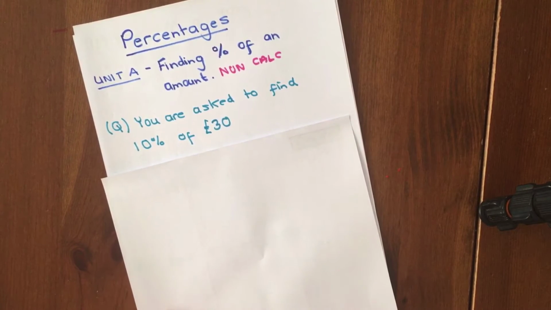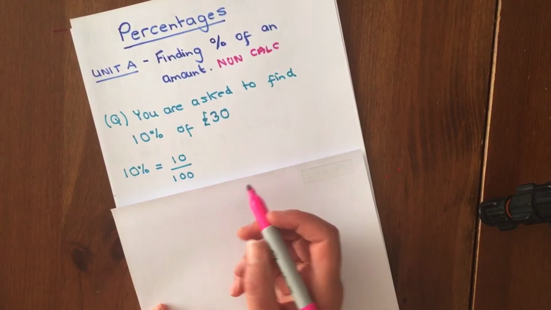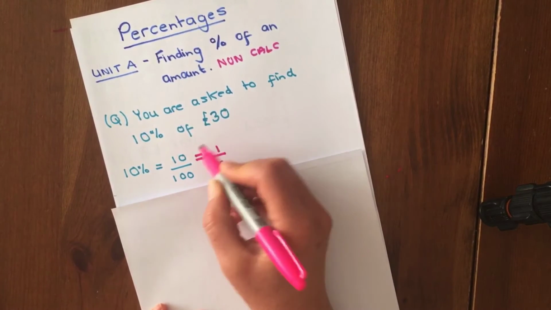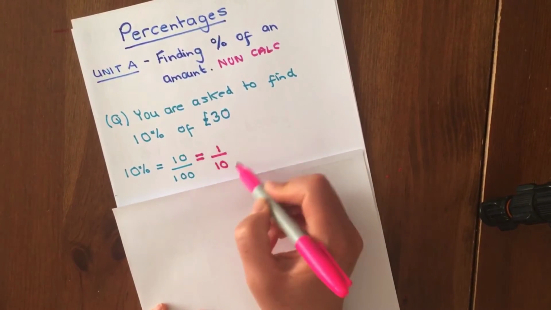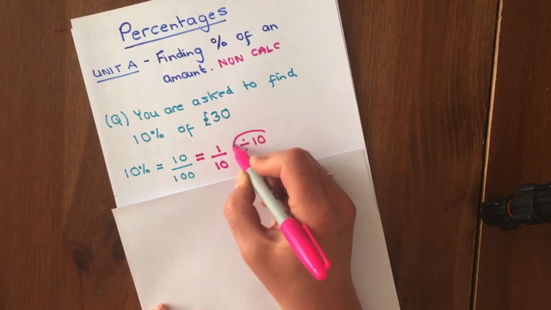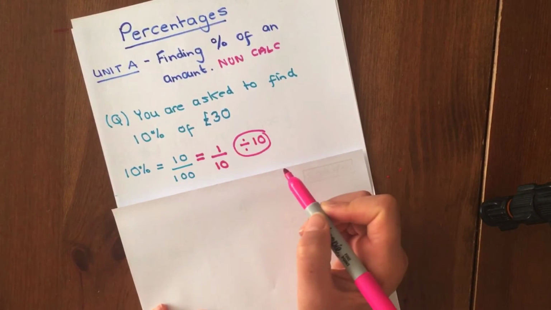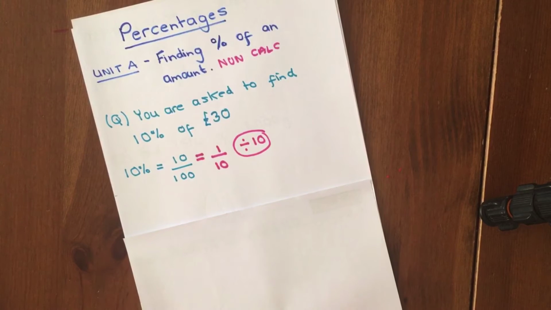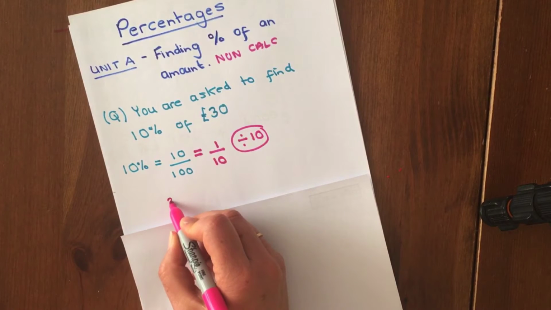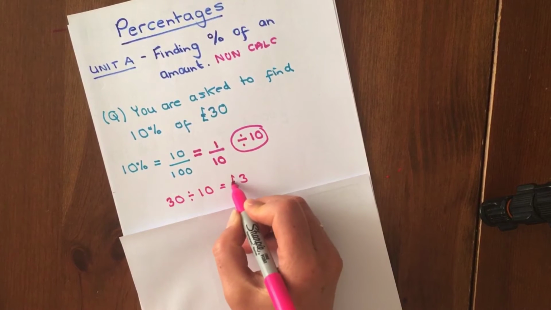Well, you probably know already the answer. We know percentage means 10 out of 100. If I simplify this, divide top and bottom by 10, I get 1/10. And to find 1/10 of anything, I divide by 10. So, to find 10% of an amount, we divide by 10. So if we were asked to find 10% of £30, we do 30 divided by 10, which would be £3. So that's our answer.